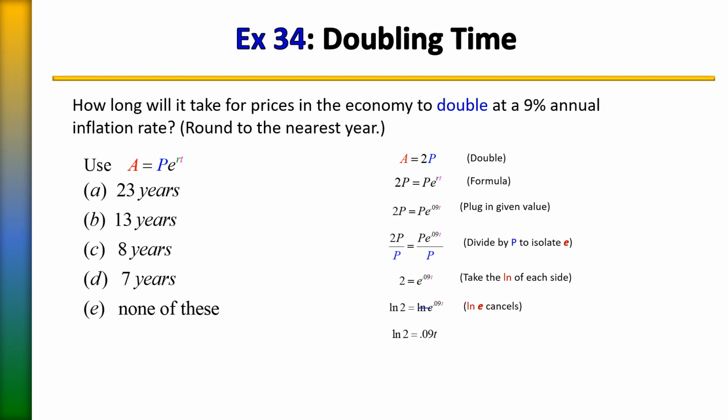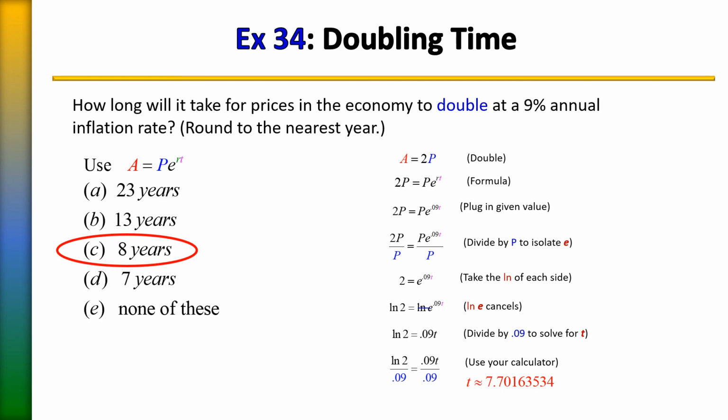Last step to solving for t is to divide by 0.09. Whatever you do to one side, you must do to the other. And on your scientific or graphing calculator, you're going to type in the natural log of 2 divided by 0.09. It's going to give you an approximate. And you're going to round it to the nearest whole year, which will be 8 years. And there you have it.